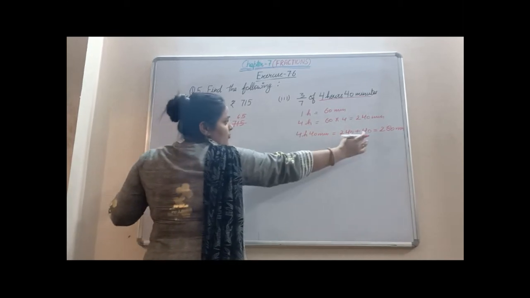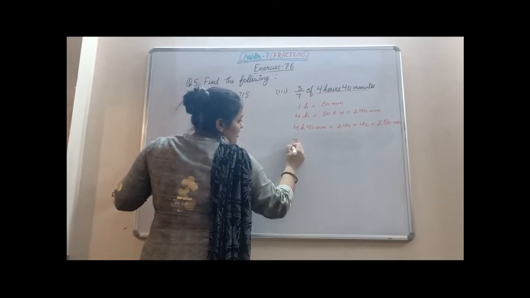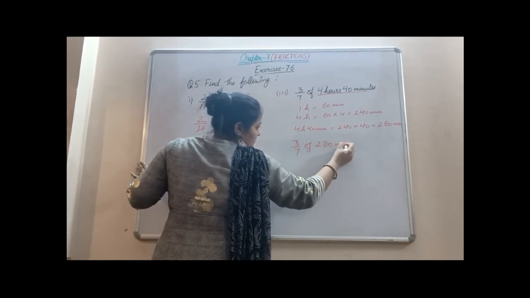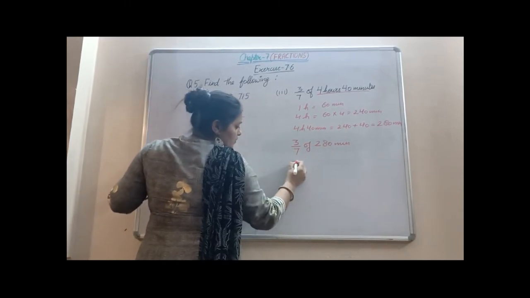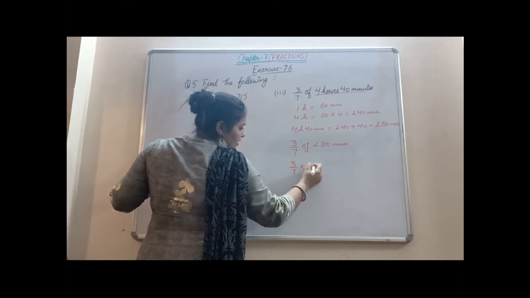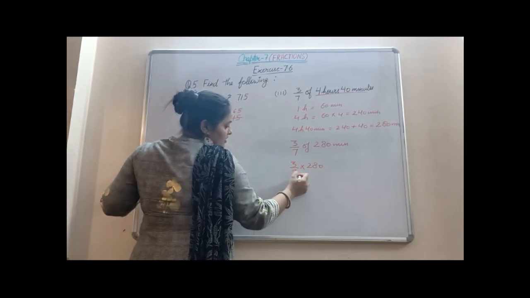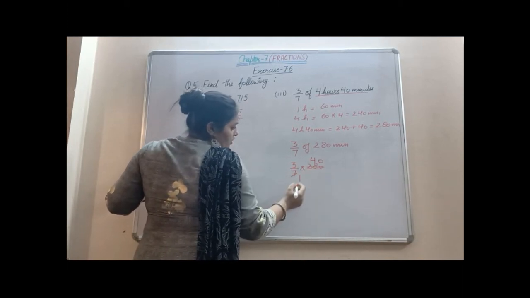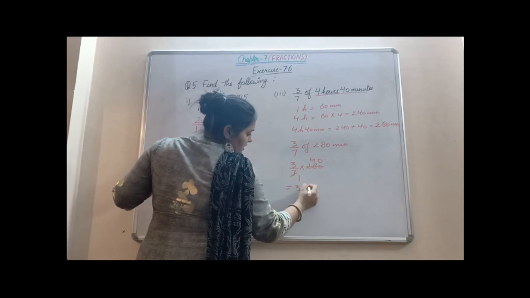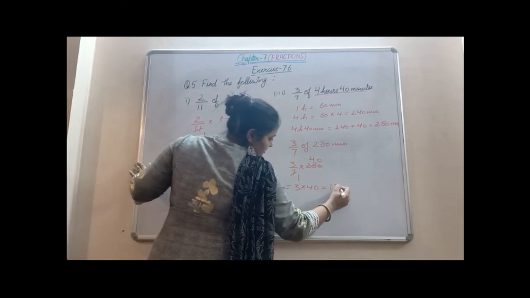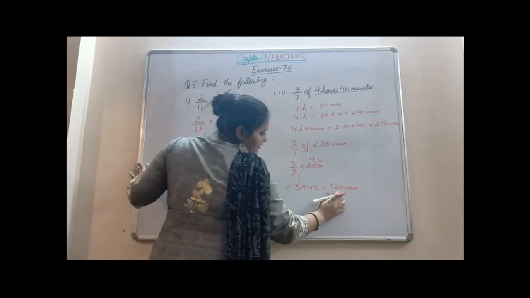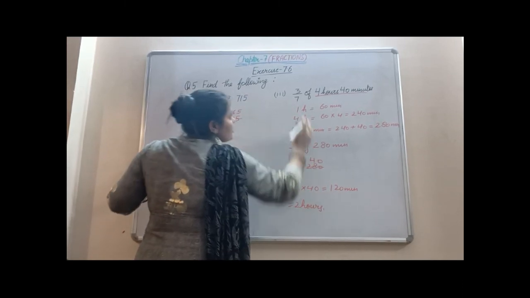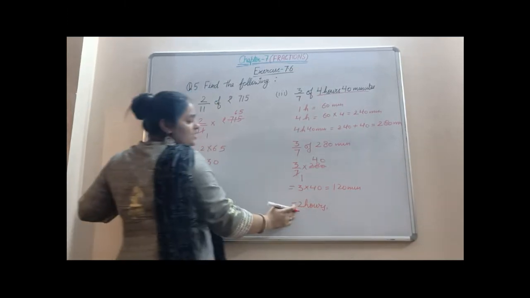Now 3 by 7 of 280 minutes we have to find. So 3 by 7 of 280 minutes. Of means multiply. So let's do it. 3 by 7 into 280. Cancelling the common factor. 7 1s are 7, and this will be 7 4s are 28. So 40. 3 into 40. This is equal to 120 minutes. And 120 minutes means 2 hours. So 3 by 7 of 4 hours and 40 minutes is 2 hours.